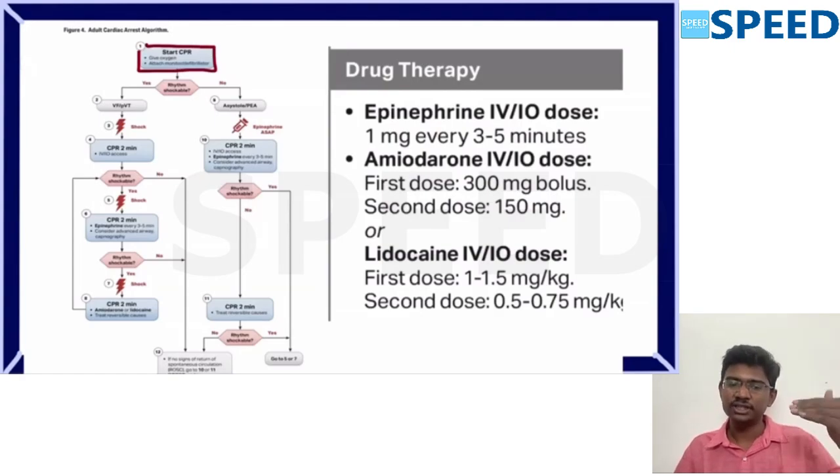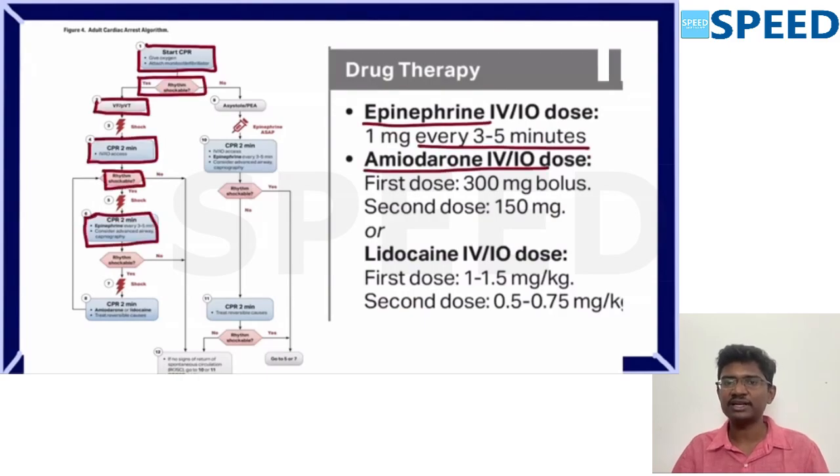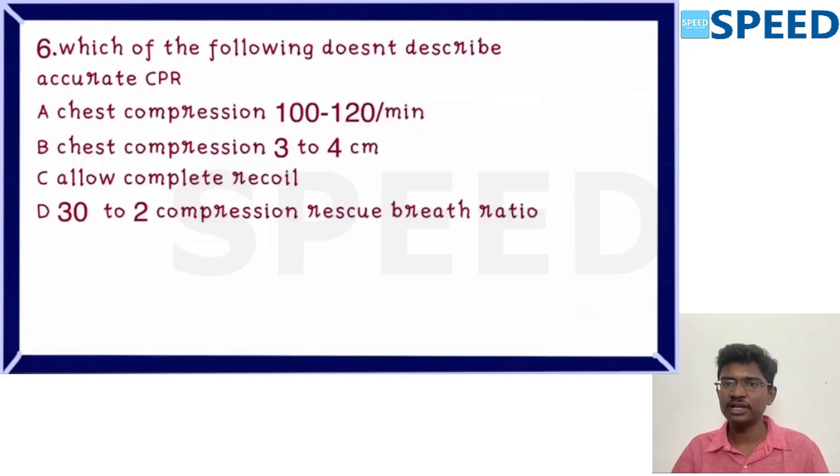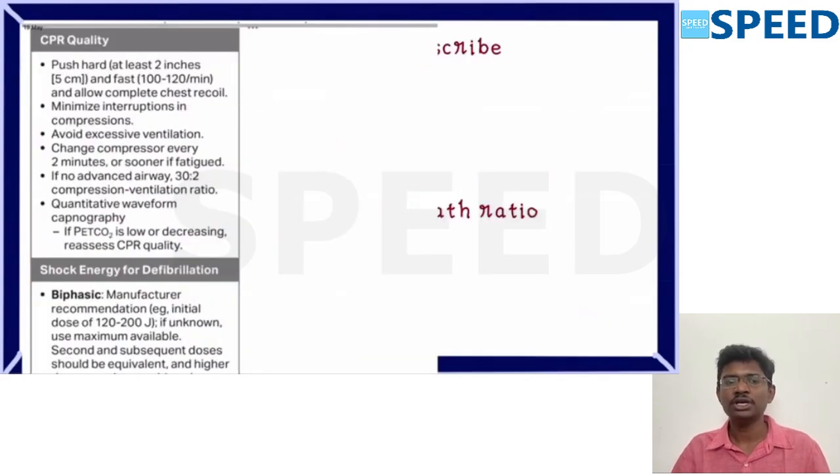Next, after the third shock, you can give amiodarone. First dose is 300 mg IV bolus, second dose is 150 mg. Or lidocaine can be tried, 1 to 1.5 mg per kg is the first dose. Then again look for the shockable rhythm or not. This should be continued till the return of spontaneous circulation happens. If it is non-shockable like asystole or pulseless electrical activity, the only treatment is CPR till the spontaneous circulation returns. So here, how is the quality of CPR?